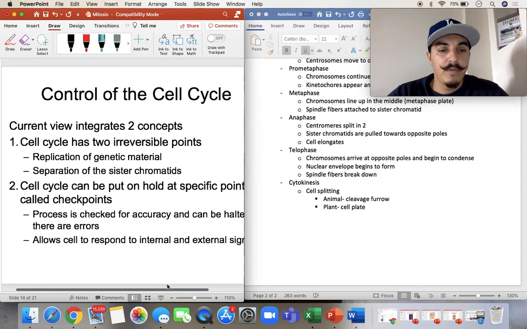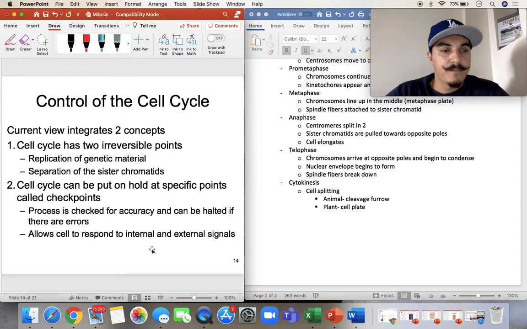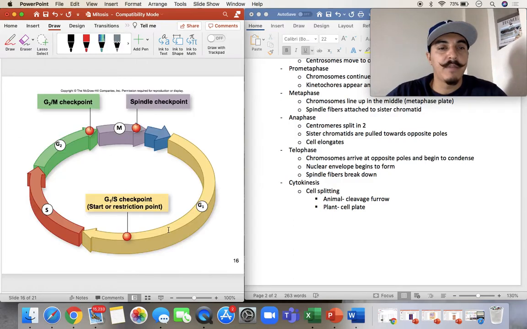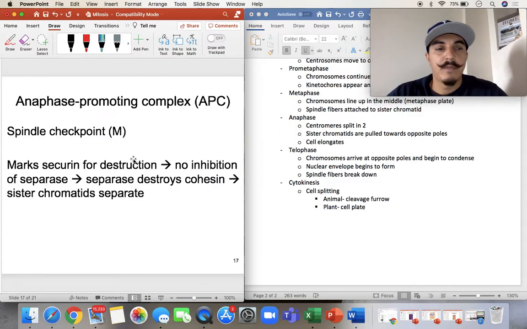Just a couple of reviews. Remember those checkpoints. Check for mistakes and make sure it's ready to divide. And the M checkpoint, make sure everything's attached correctly and lined up in the middle. Here's the whole thing, and here are the three checkpoints: the G1, the G2, and the spindle or M checkpoint. Make sure everything's ready.